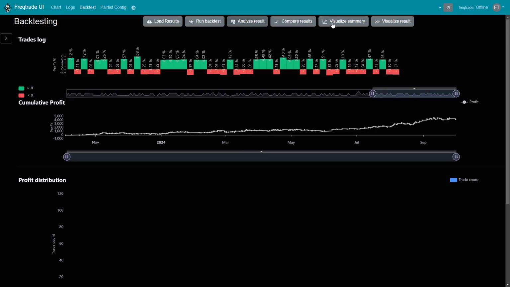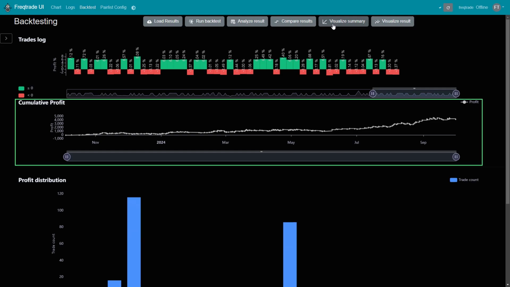Looking at the cumulative profit graph, you can see a smooth and steady upward trend, indicating that this strategy is consistent over time and would likely perform well in live trading.